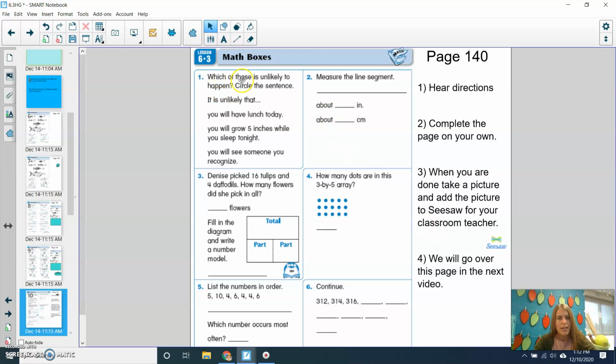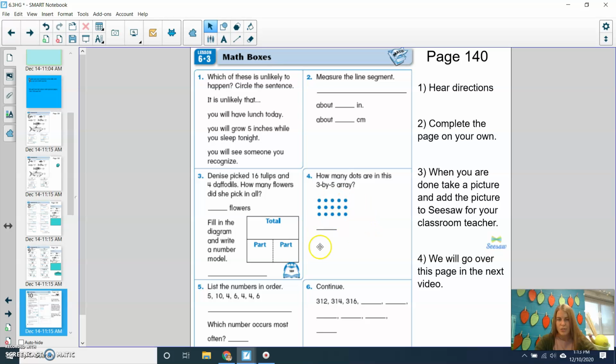For question number 1, which of these is unlikely to happen? Circle the sentence. It is unlikely that you will have lunch today, you will grow 5 inches while you sleep tonight, you will see someone you recognize. For question 2, measure the line segment in both inches and centimeters. For question 3, Denise picked 16 tulips and 4 daffodils. How many flowers did she pick in all? Fill out your diagram and write your number model.